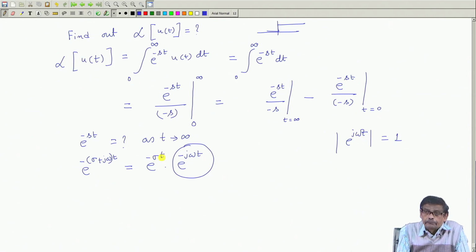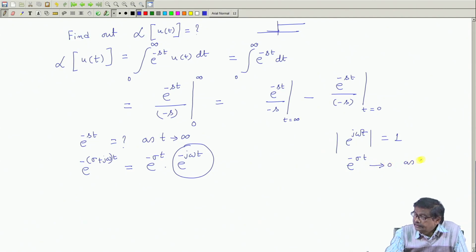Sigma is a real number, and if sigma is positive, then e to the power minus sigma t will tend to 0 as t tends to plus infinity if sigma is greater than 0. Is not, that is what it means.